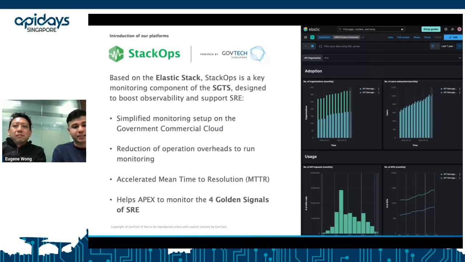Most importantly, as part of this presentation, what StackOps has given us, the Apex folks, is the ability to monitor the 4 golden signals of SRE. And they are the latency, traffic, error, and saturation. All of this will be covered in the subsequent part of our presentation.